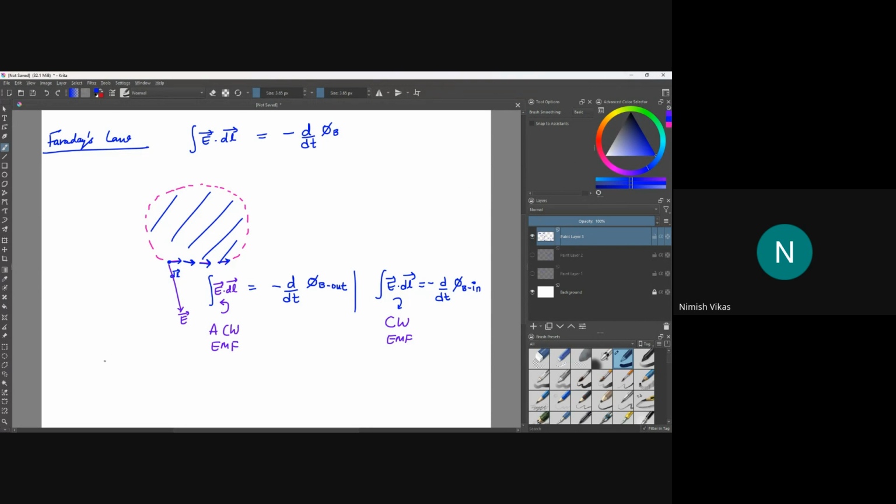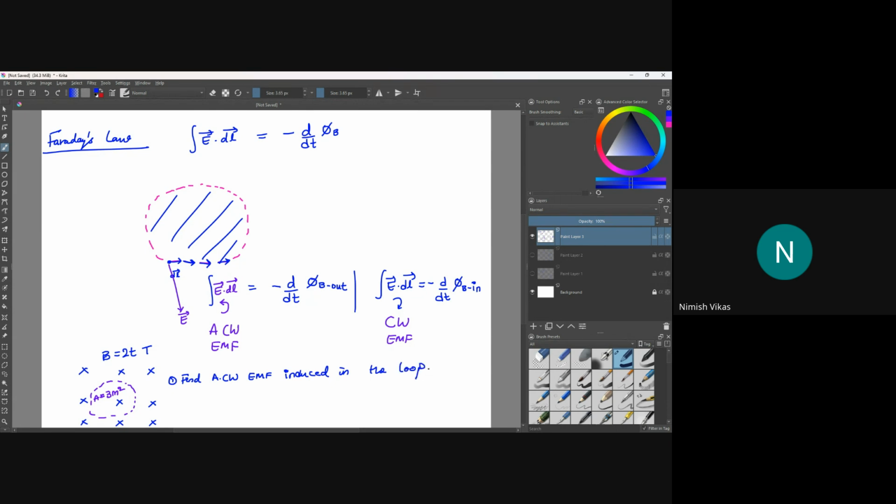So let us look at a simple example and see how it works. We have a region where the magnetic field is inwards like this, and there is an imaginary loop like this, whose area is, let's say, 3 meters square. In that loop, the question is, find the anti-clockwise EMF induced in the loop.